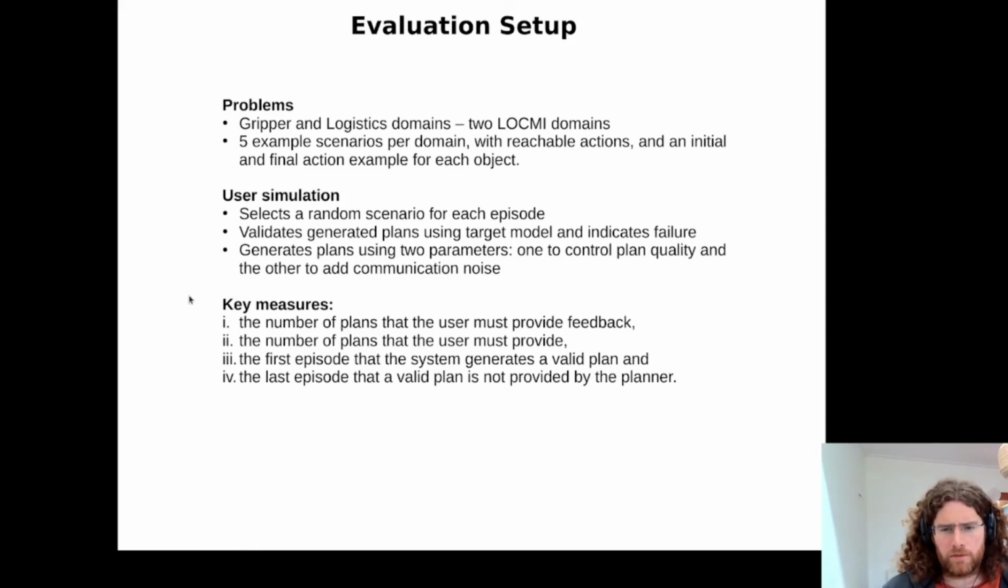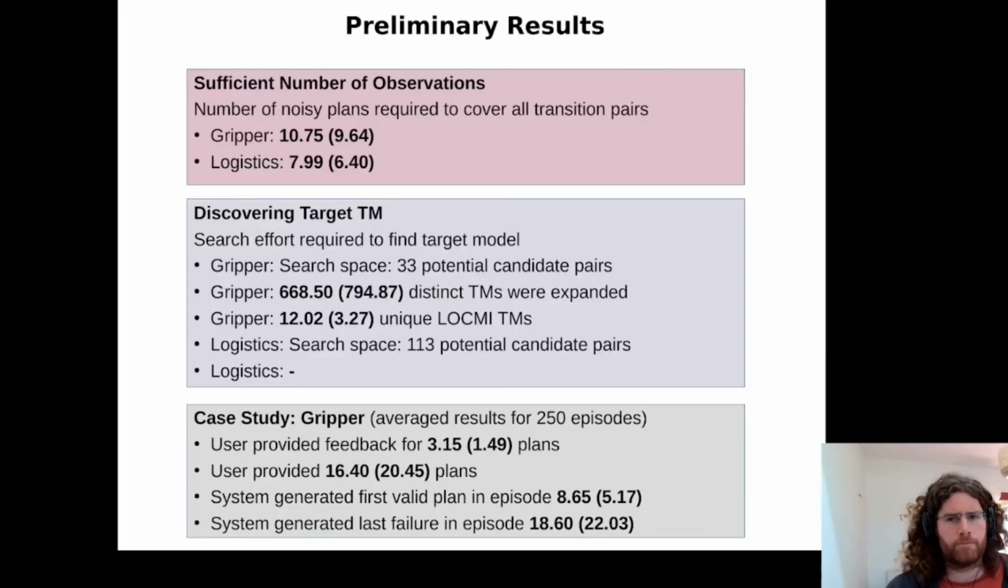And the key measures we're interested in are the number of plans that the user must provide. Feedback with this is they're invalid plans, but the system generated a plan, but it wasn't okay. The number of plans that the user must provide, so that's in any case the planner didn't provide a good plan. The first episode that the system generates a valid plan, and the last episode a valid plan is not provided by the planner. Okay, so this is just to give a bound of when the user is actually going to have to pay attention.